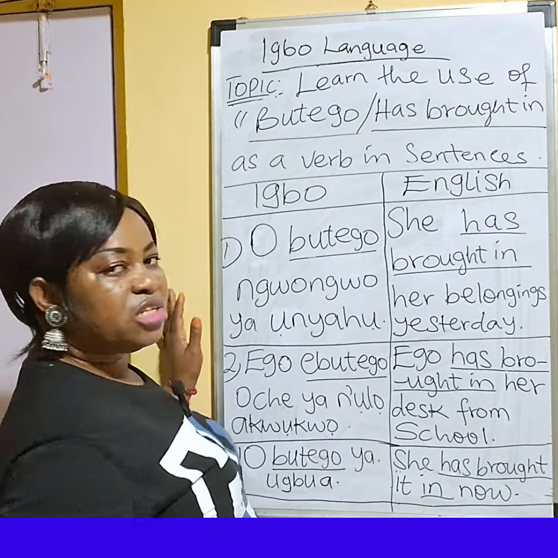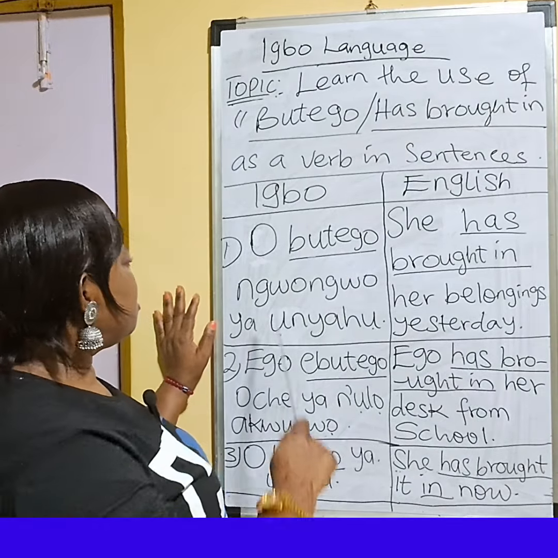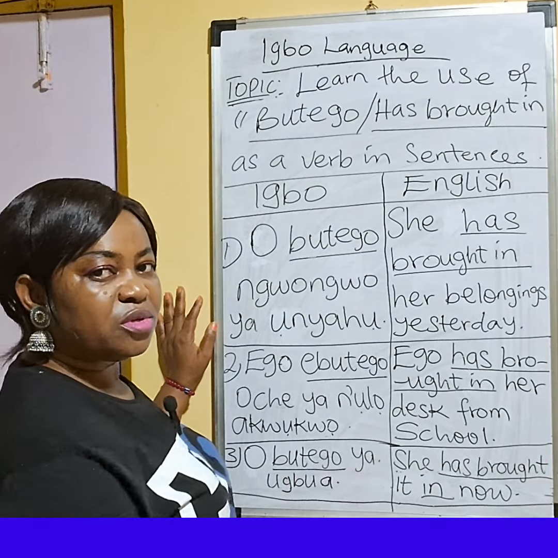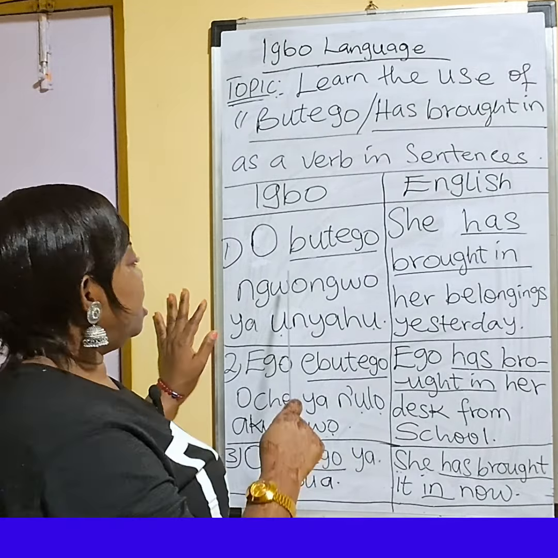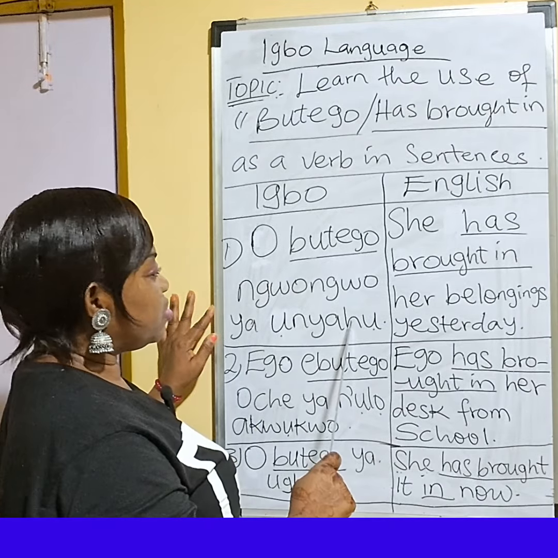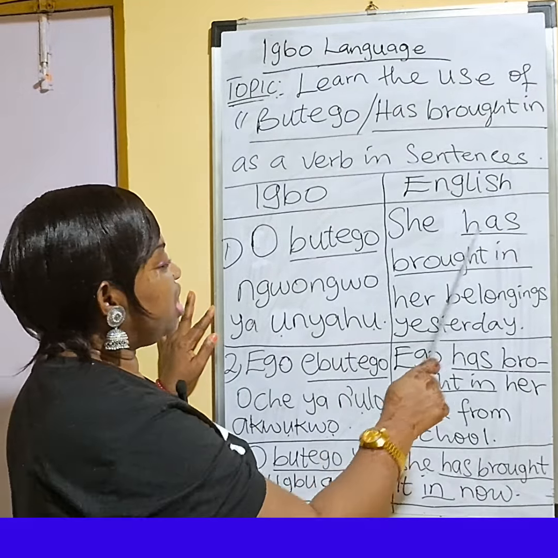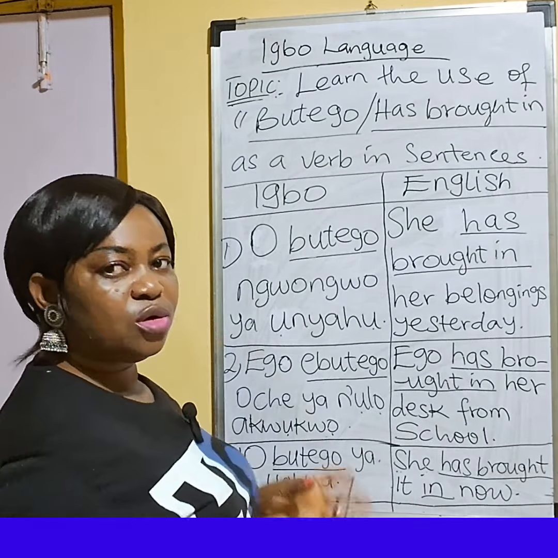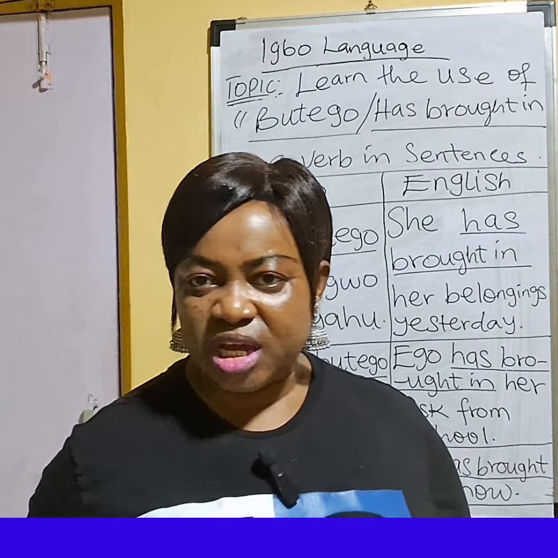Igbo, English. Number one sentence says, O butego ngwongwo ya ụnyaahụ. Have you seen it? Again, o butego ngwongwo ya ụnyaahụ. Meaning, she has brought in her belongings yesterday. O butego ngwongwo ya ụnyaahụ.